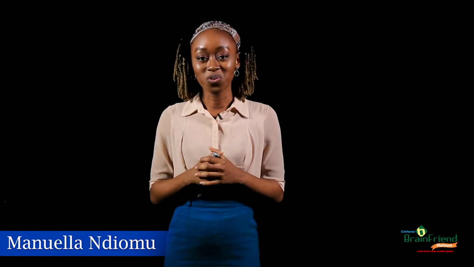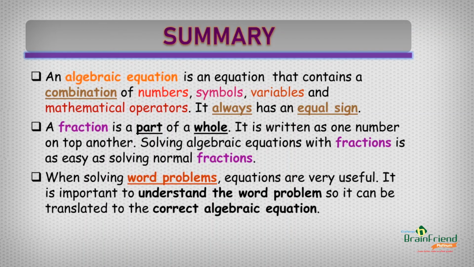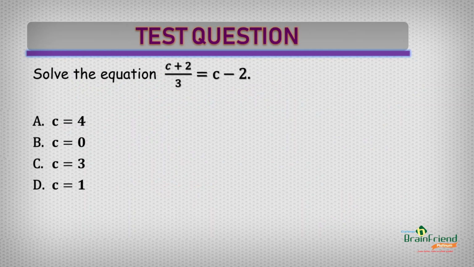Having solved all those examples, we have come to the end of this lesson. But before we go, let's take a look at a quick summary of all we have learned today. First, we learned that an algebraic equation is an equation that contains a combination of numbers, symbols, variables, and mathematical operators, and that it always has an equal sign. We also learned that a fraction is a part of a whole, and that it is written as one number on top of another. Solving algebraic equations with fractions is as easy as solving normal fractions. And finally, we learned that when solving word problems, equations are very useful. It is important to understand the word problem so it can be translated to the correct algebraic equation. Now let's look at some test questions.